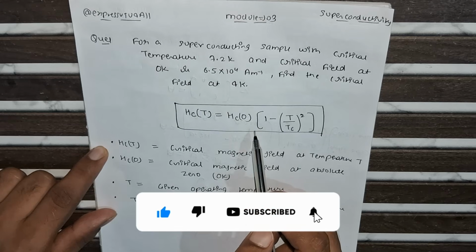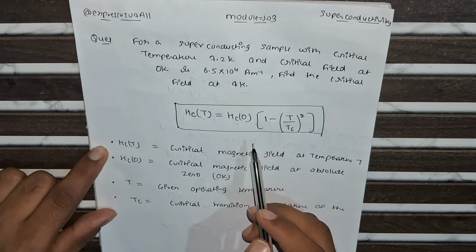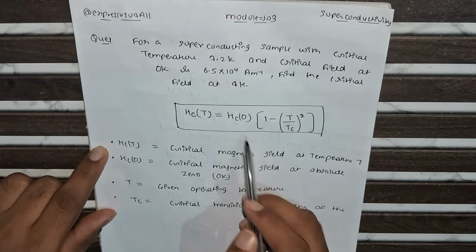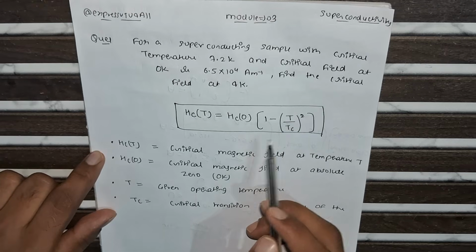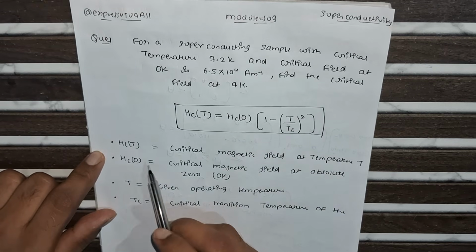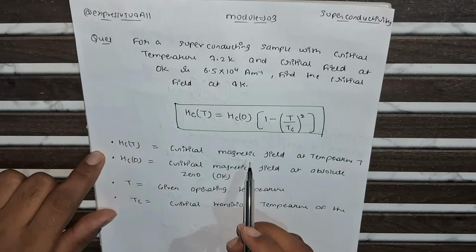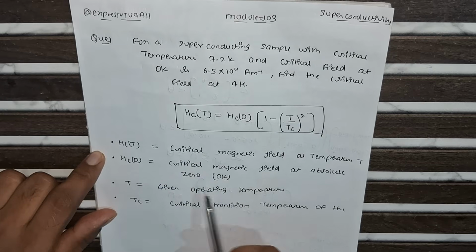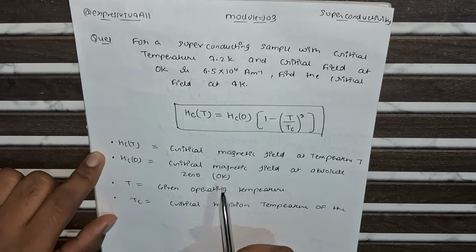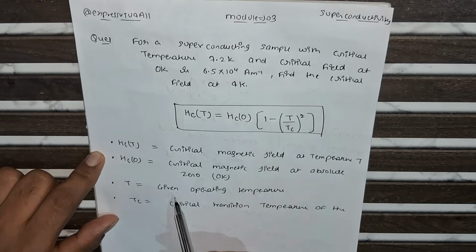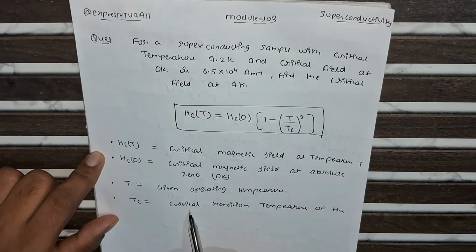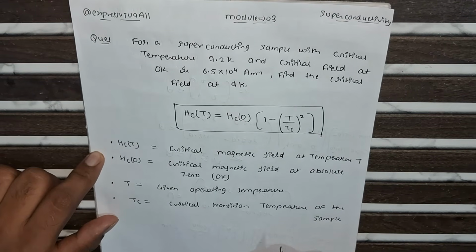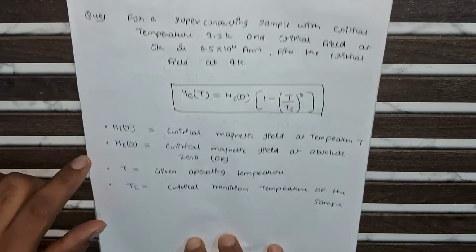Before going to the expression, we have to understand the statement of this expression. It shows the relationship between the critical magnetic field and temperature is given by the parabolic relation. This is the parabolic relation which is given here. Now understand the terms given in this expression. First one is HC of T, which is nothing but the critical magnetic field at temperature T. HC of 0 shows the critical magnetic field at absolute 0 temperature, that means 0 Kelvin. And T here shows the given operating temperature, and TC is the critical transition temperature of the sample. Now solve this question according to the given data.